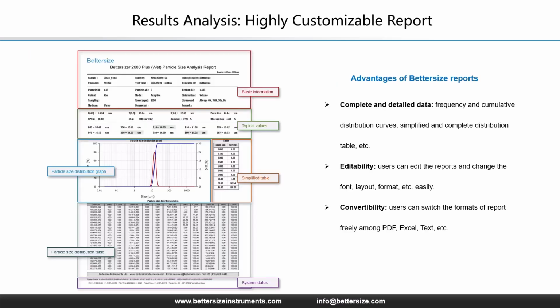A measurement is only as valuable as its presentation. Your R&D director needs raw statistical depth, while your shipping department needs a simple certificate of analysis. One rigid template cannot serve both. The 2600 Plus solves this with a fully editable report engine. You can drag and drop modules to build custom templates, hiding complex graphs for external clients or highlighting specific parameters like D50 for internal QC.